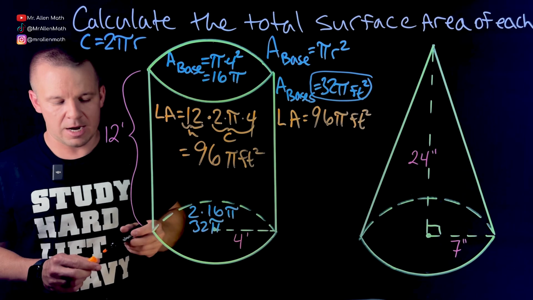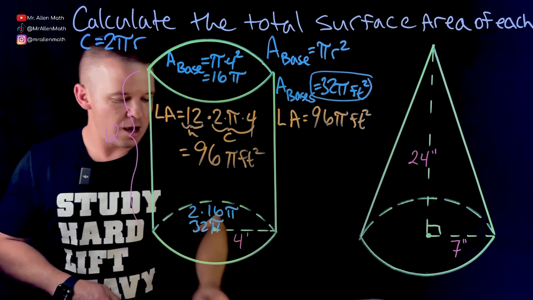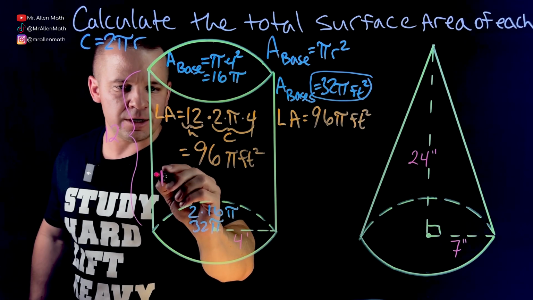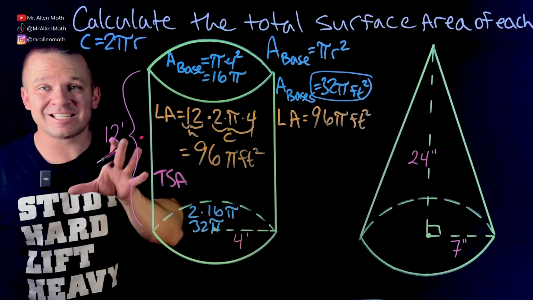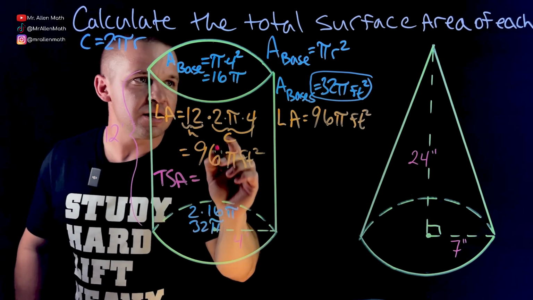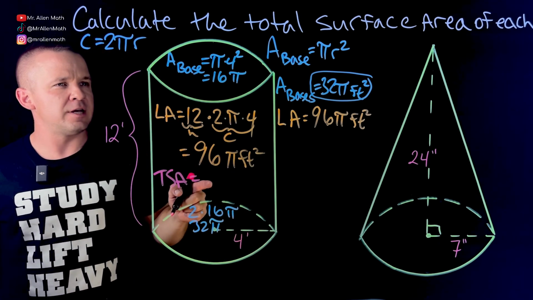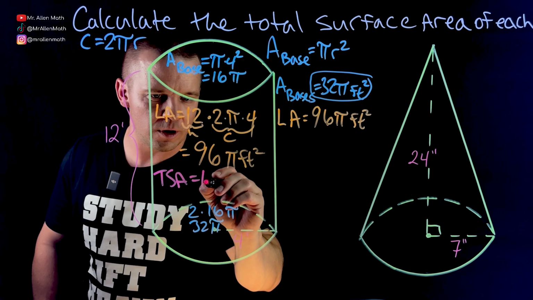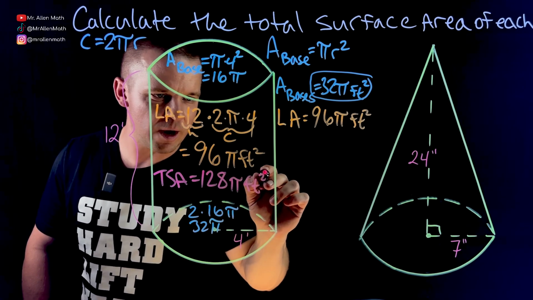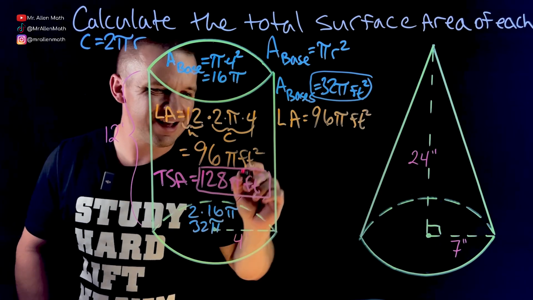Let's add them together. That'll give me my total surface area. I'll put my total surface area right in here in pink. We have TSA, not the security people at the airport, just TSA, total surface area, 96 plus 32, that's going to be what, 128? 128 pi feet squared. Boom. Final answer.